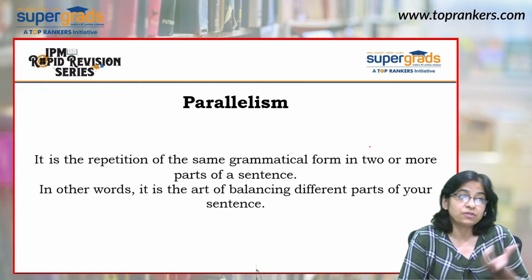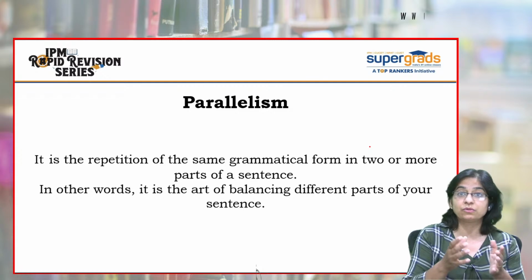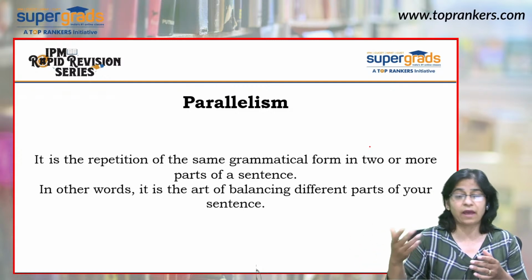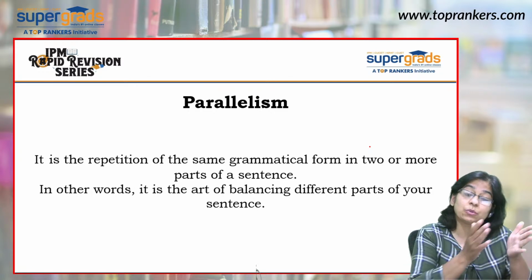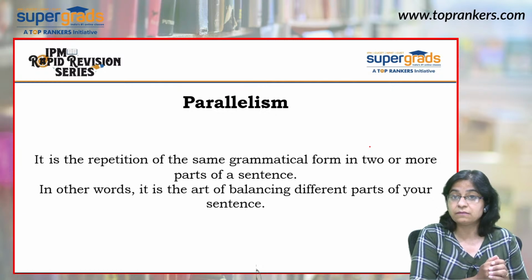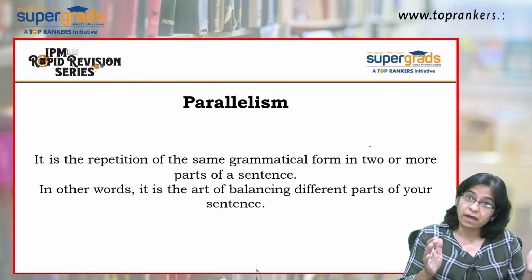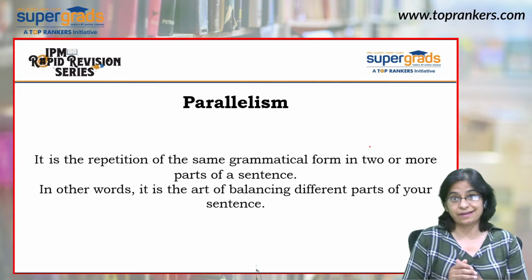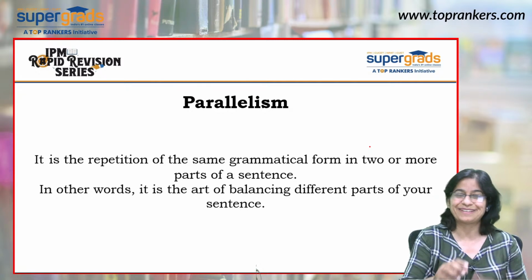It's the repetition of the same grammatical form in two or more parts of the sentence. For instance, if you're planning to use more than one noun or more than one pronoun or adjective or adverb or gerunds, anything for that matter, in your sentence, you need to follow the rules of parallelism to have the structure right. In other words, what is parallelism? It is the art of balancing different parts of a sentence. Let's look at some examples to understand this better. Let's just start.